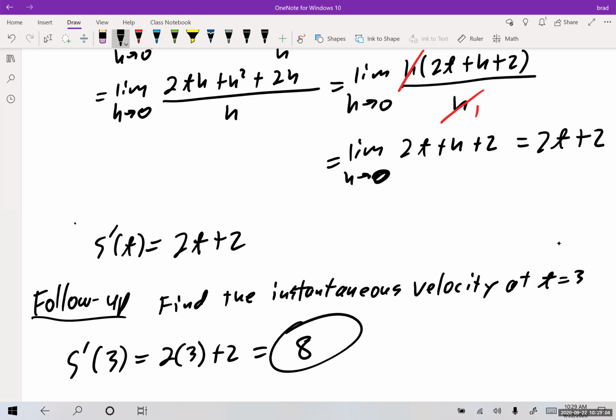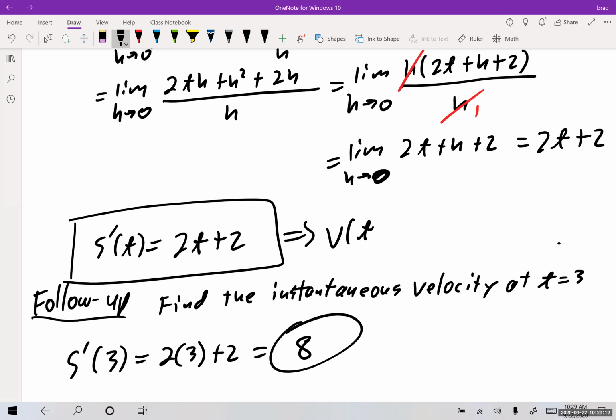So sometimes they give you this, but now that I have my derivative s prime of t, by the way, s prime of t is also known as v of t, the velocity function, okay? Because whenever I refer to velocity in this class, normally I'm referring to instantaneous velocity. That is an instantaneous rate of change, which is in fact the derivative. So you can take a derivative and compare it to velocity, unless it's specifically said otherwise.